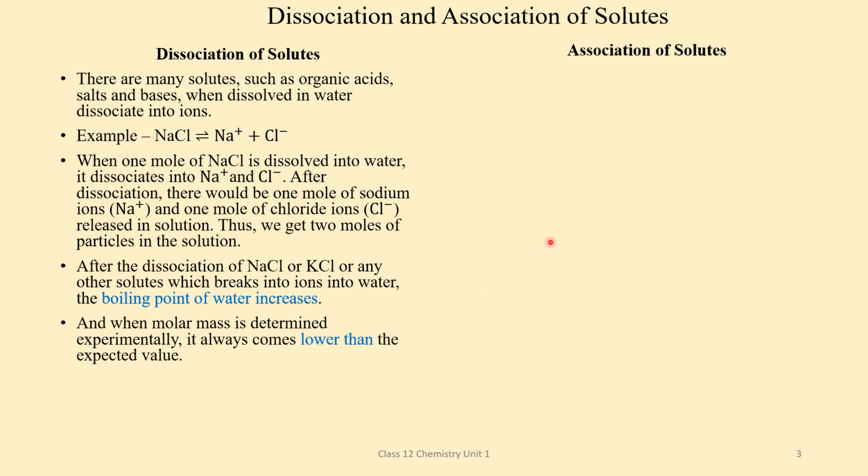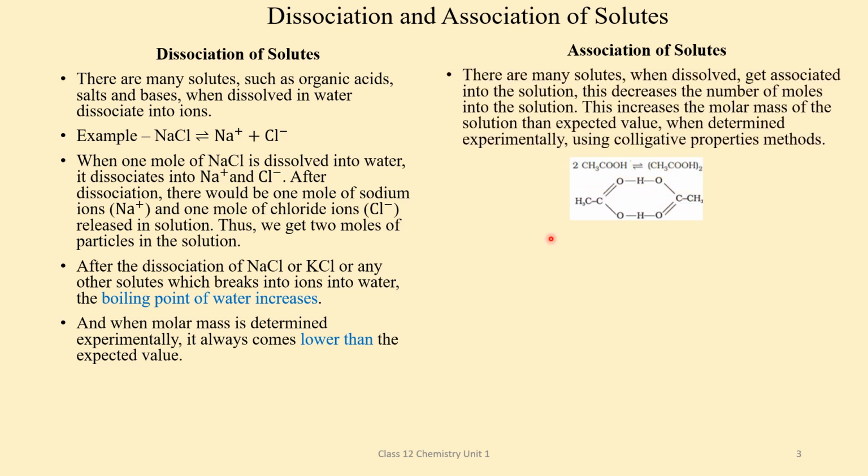Further, we'll discuss association of solutes. There are many solutes which, when dissolved, get associated in the solution, and this decreases the number of moles. So when they come together, 2 moles will become 1 mole, which increases the molar mass of the solution compared to the expected value when determined experimentally using the colligative properties methods.